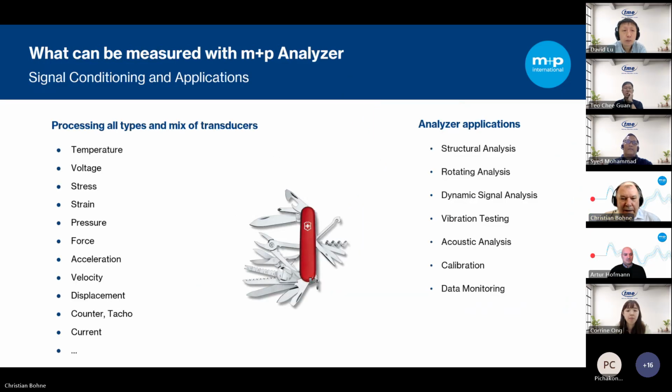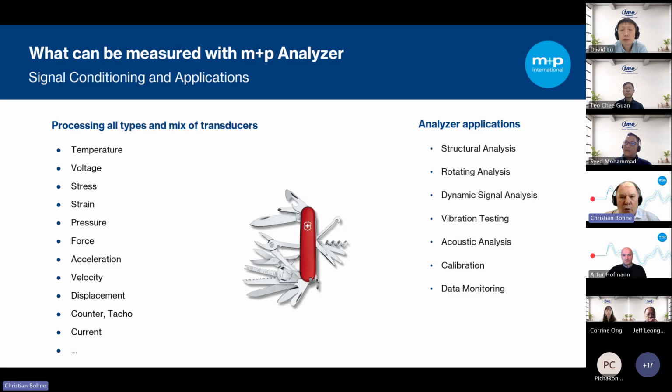So we really go in many directions. You can see the analyzer also as a Swiss knife. It has many, many tools like a scissor, like a knife, many things. Syed already mentioned it. We can measure all these transducer types coming from temperature, voltage, stress, strain, pressure, force, acceleration. This is the majority of the applications, so that you use an accelerometer or a microphone. And the analyzer applications you see right-hand side.